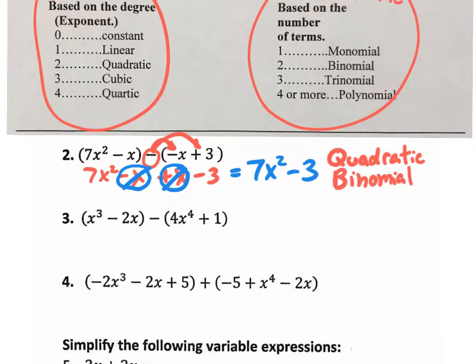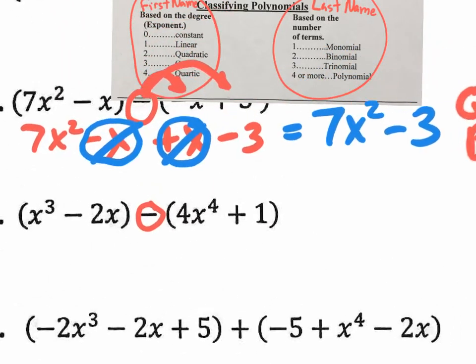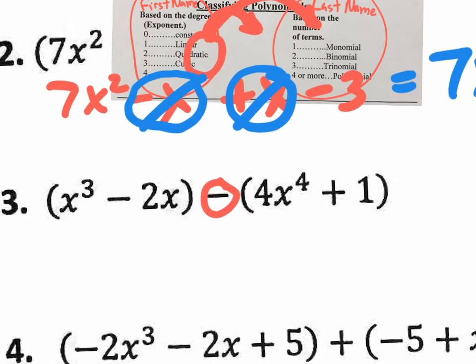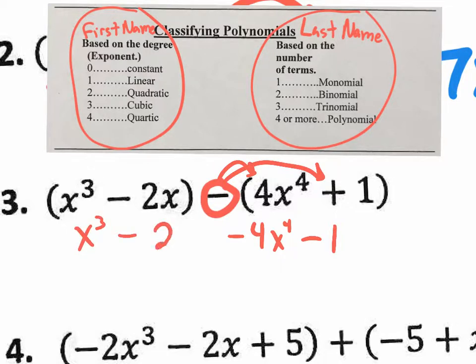Number 3, again, we have a minus sign. Let's distribute that minus sign. Let me zoom in a bit here. When you distribute that minus sign, it'll be a negative 4x to the 4th. The minus sign with the plus 1, that'll be a negative 1 or a minus 1. Let's just bring down the rest, the x to the 3rd and the minus 2x.